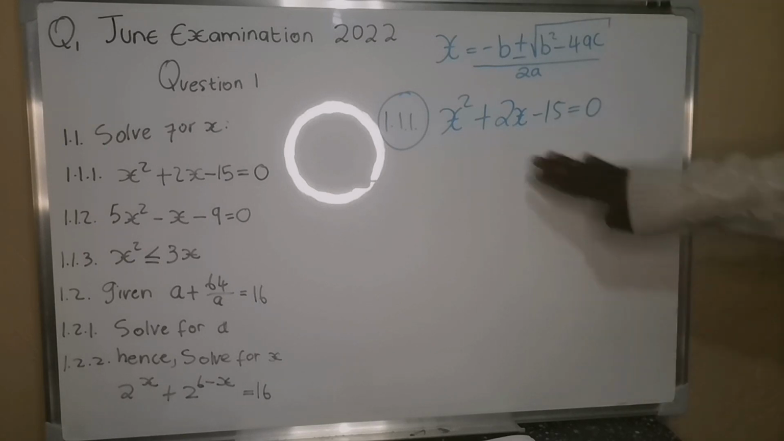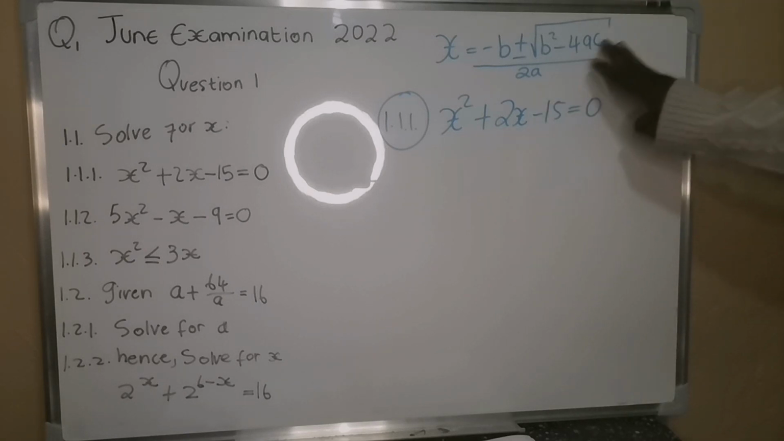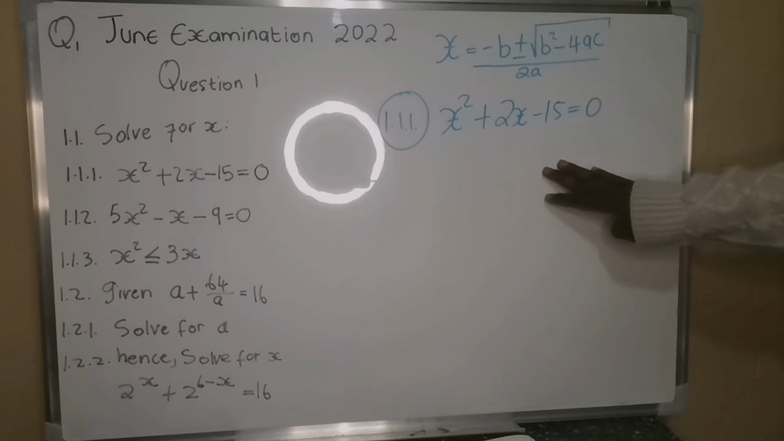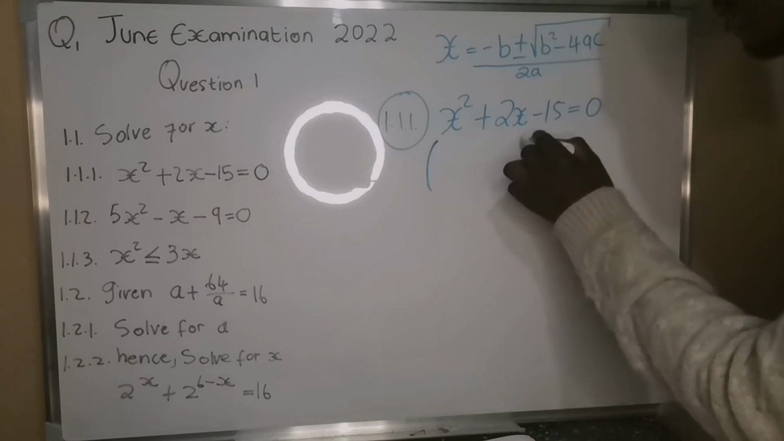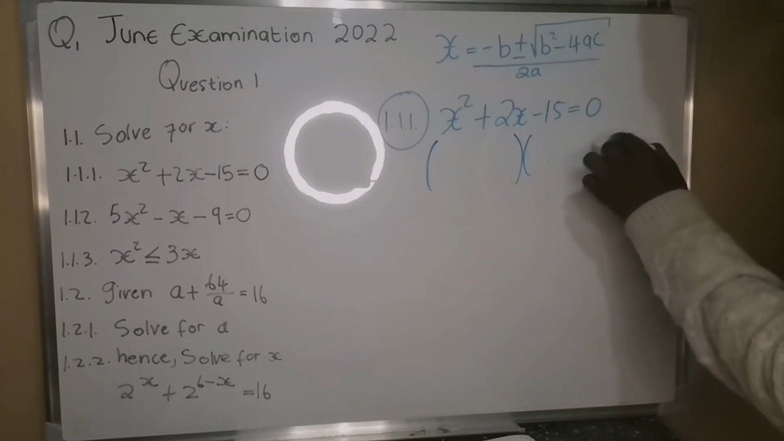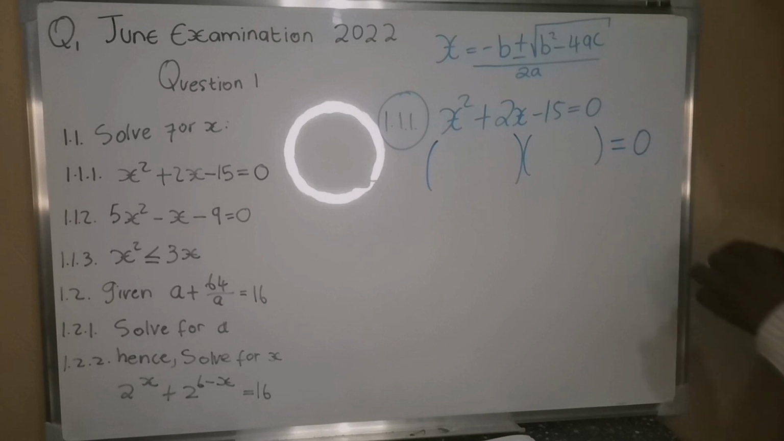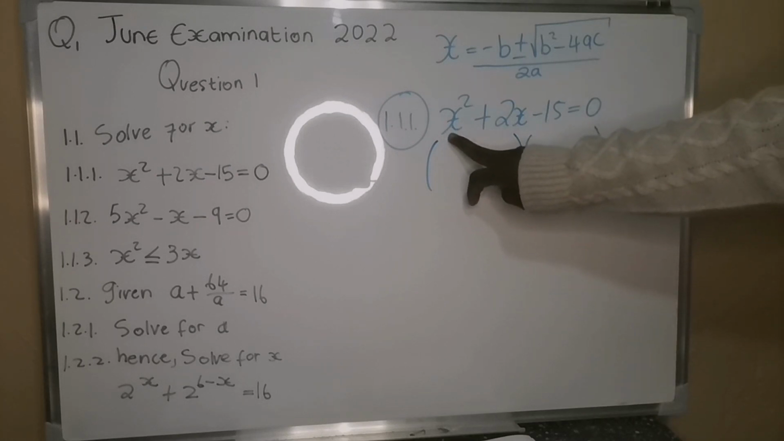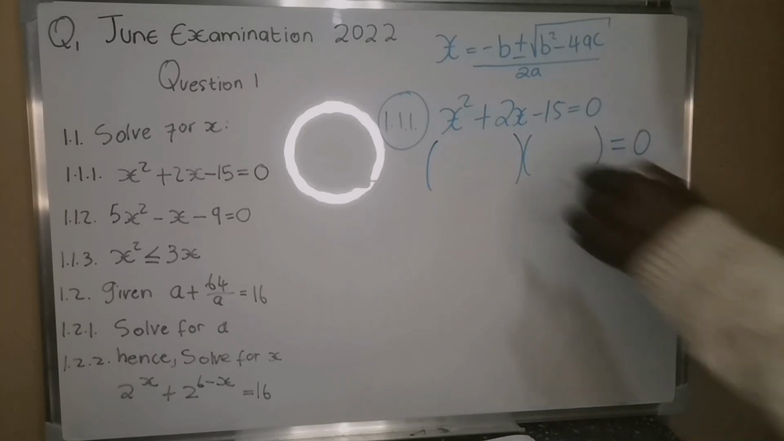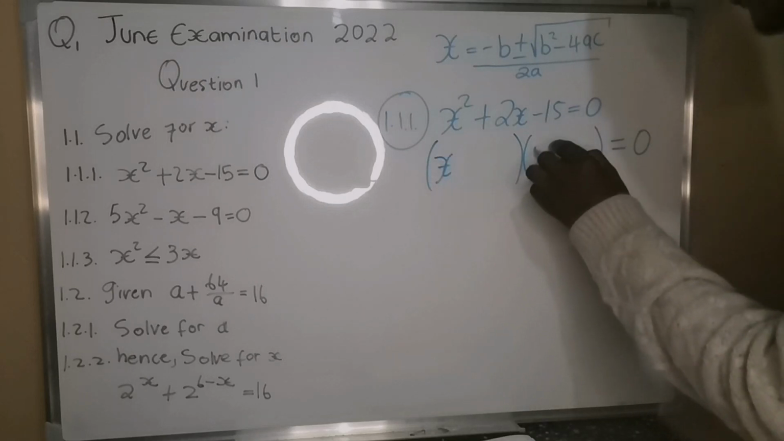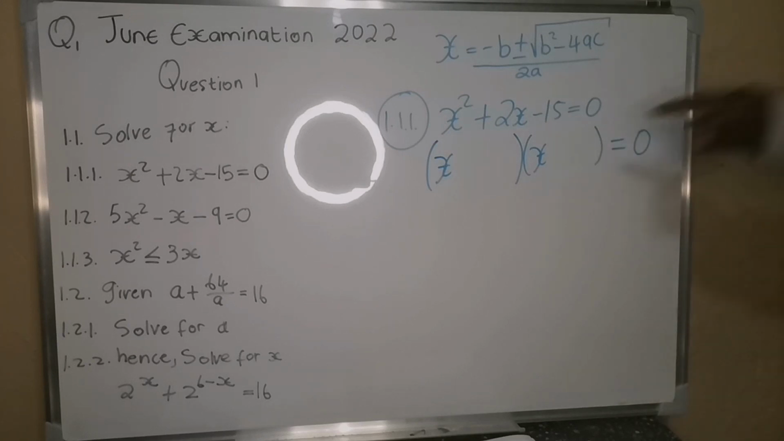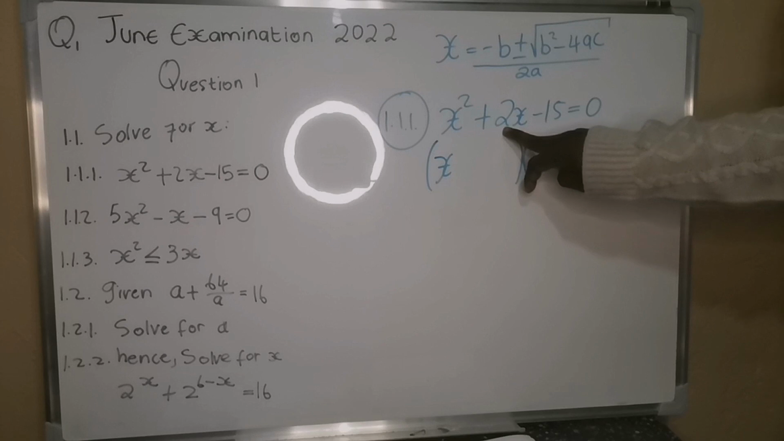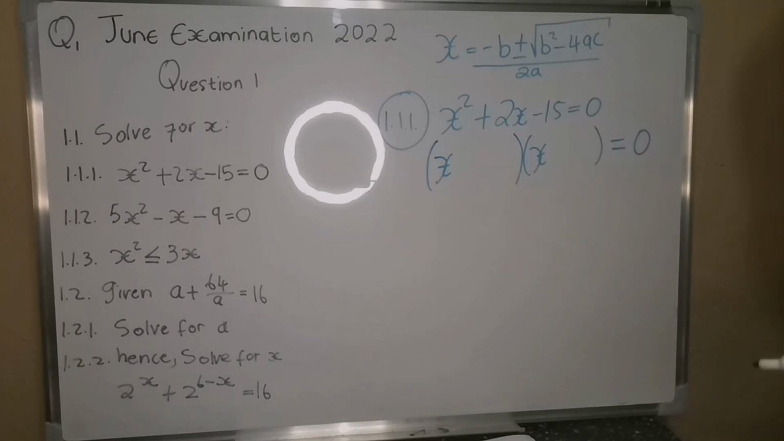So let us simplify this one. There are two ways to simplify this problem: you can use the quadratic formula, or open 2 brackets and solve. I can open 2 brackets, since we have an x squared there, and equate to 0. Then I check the factors of x squared, which are x and x. Which numbers can I multiply to give me negative 15 and add or subtract to give me 2?